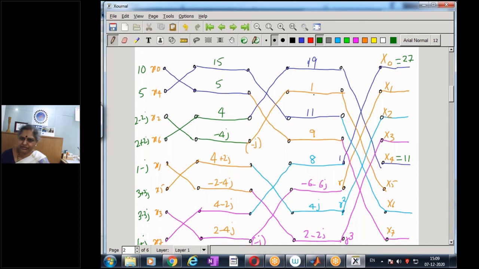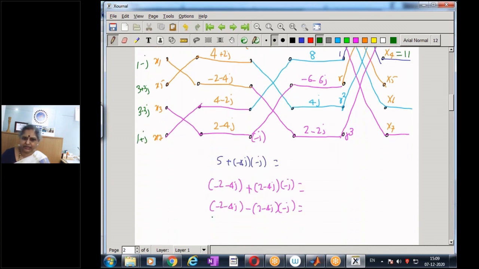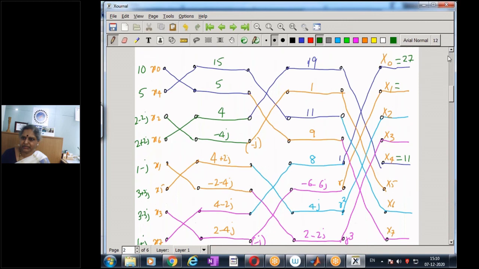And next, this is going to be 1 plus x1. How do I get x1? x1 is given by 1 plus minus 6 minus 6j into gamma, and when we evaluate we will get 1 minus 6 root 2, and that is going to be minus 7.5. So that's why I will get x1 as minus 7.5.